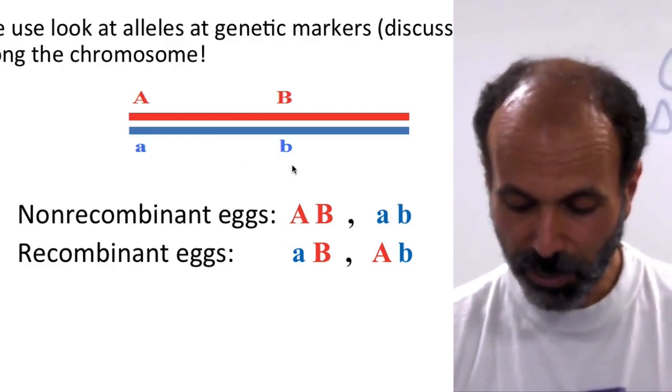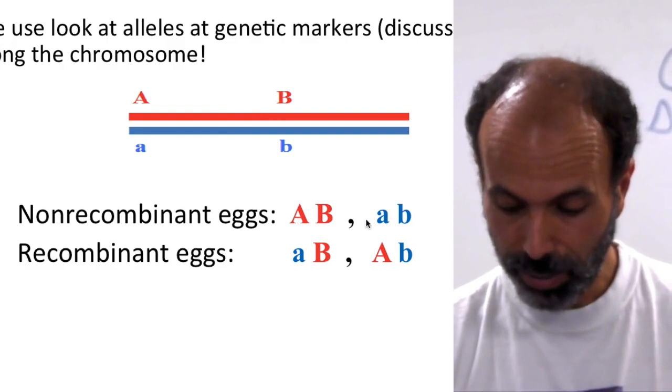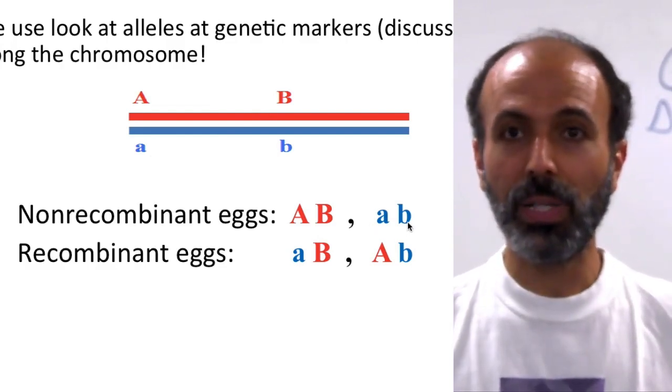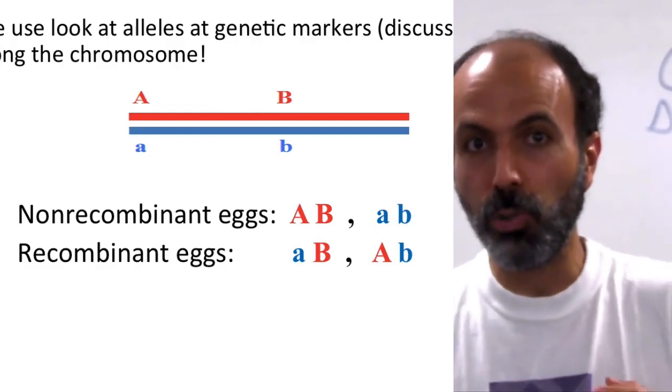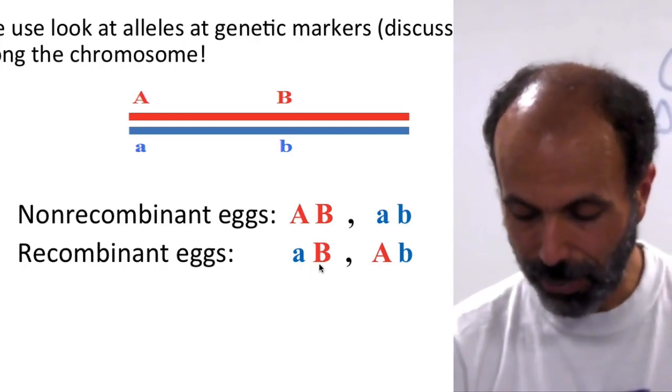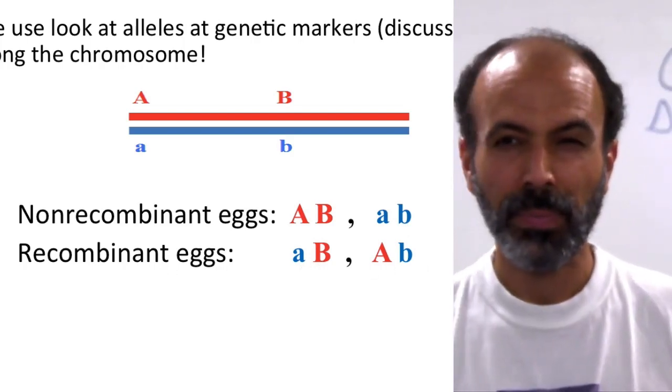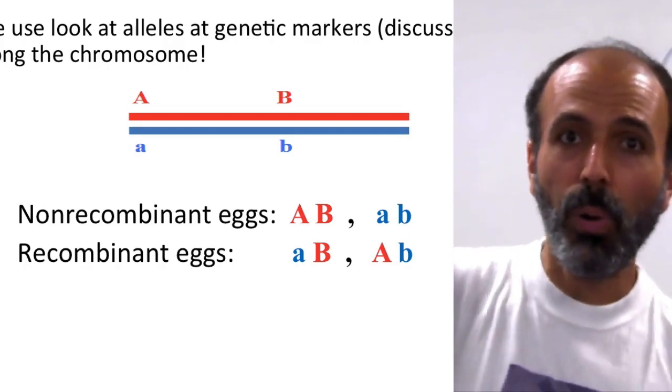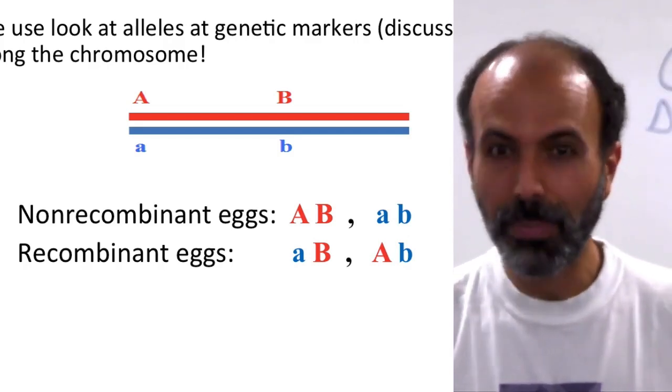The non-recombinant eggs from this individual would be capital A, capital B, and little a, little b. And something that was identical to the sperm or egg that made you. The recombinant eggs would be those new combinations, little a, big B, and big A, little b. Okay? Now, importantly, you won't always have recombination.